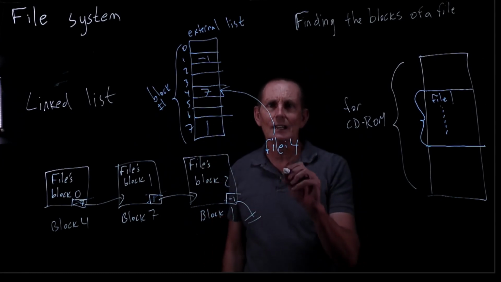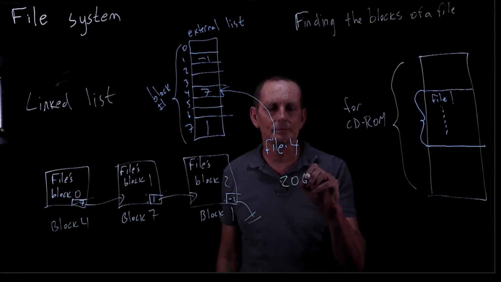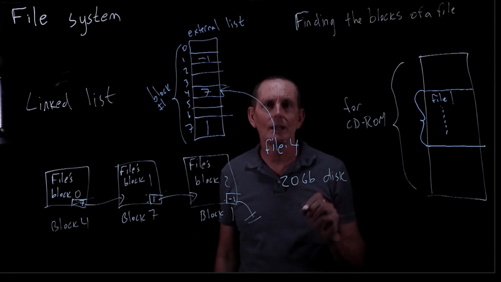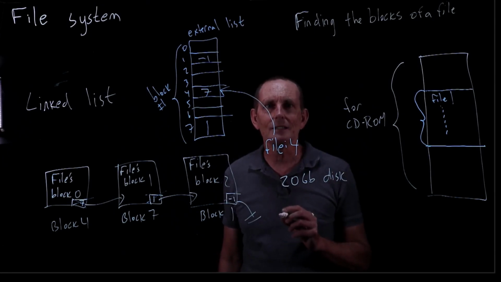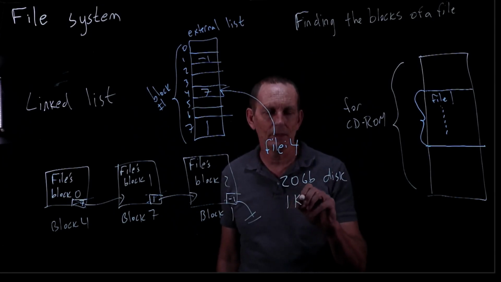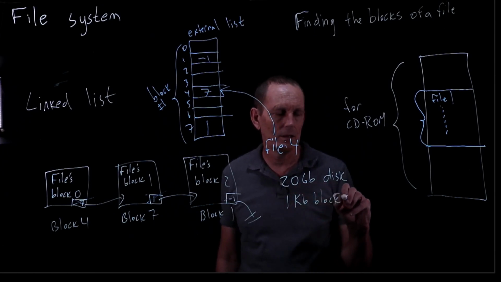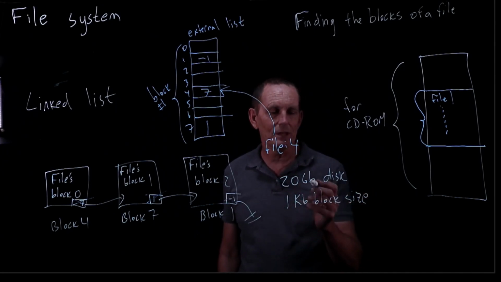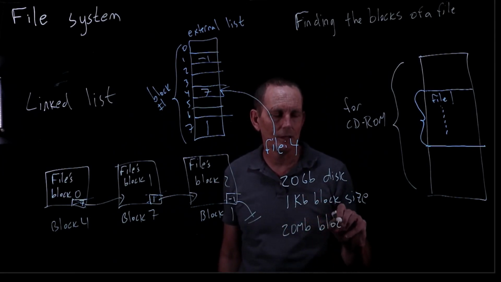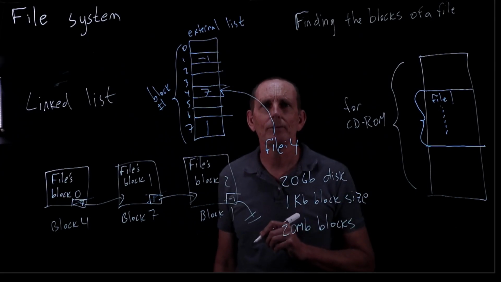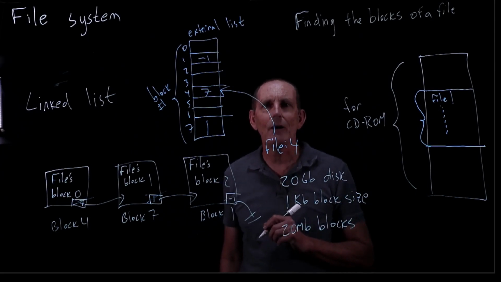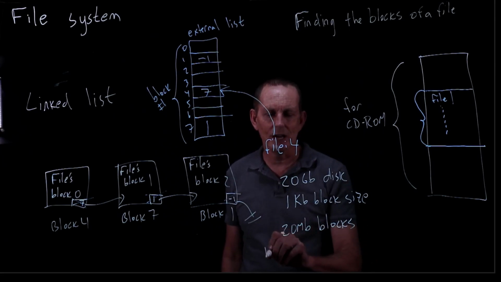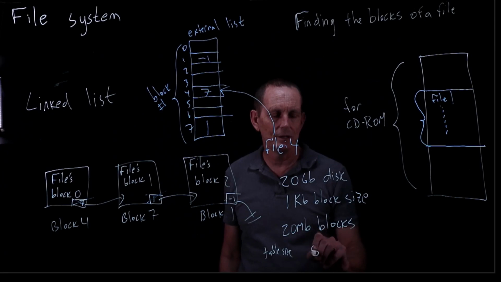Let's just do a little calculation. Let's say with a 20 gigabyte disk. Let's say our block size is 1K. So that means we have 20 gig divided by 1K, so that'd be 20 megabytes of blocks. All right. And then that would mean we'd need, let's say, a table size of around 80 megabytes.